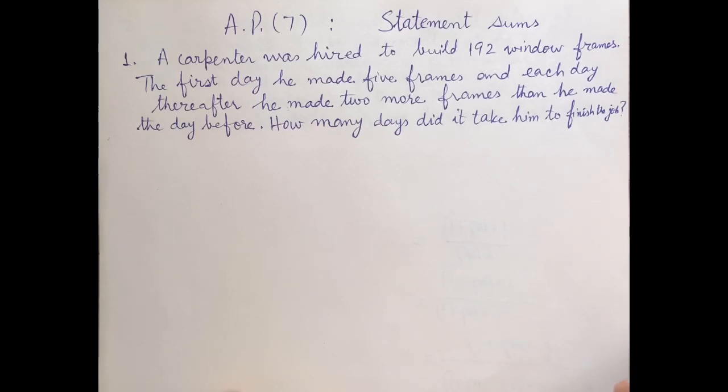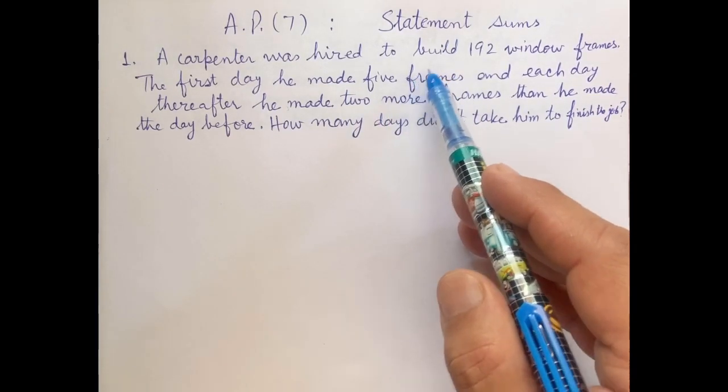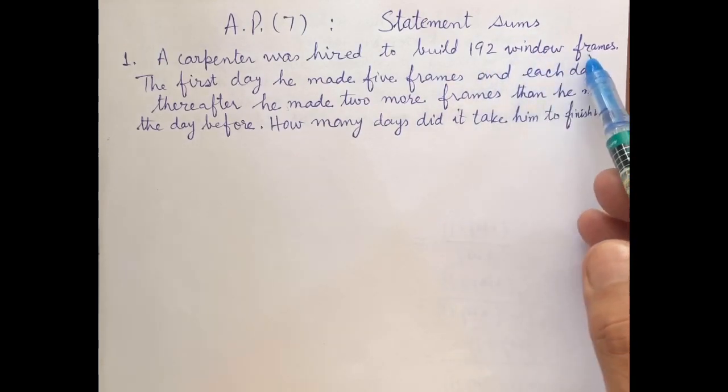Hello and welcome. Students, we continue with arithmetic progression and this is the last lecture for AP, and today we are discussing sum problems. The first one: a carpenter was hired to build 192 window frames.